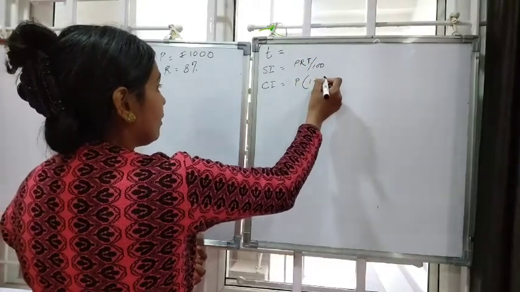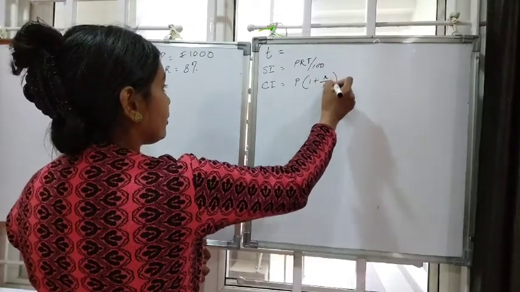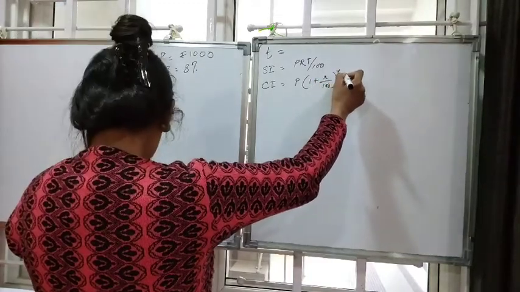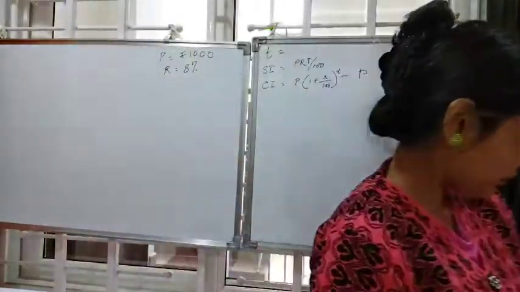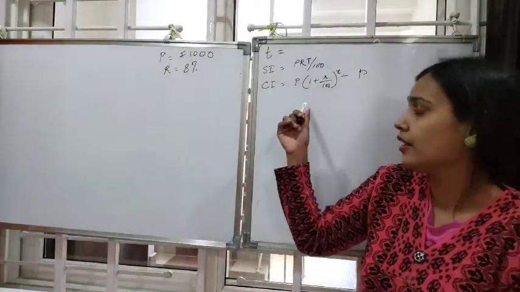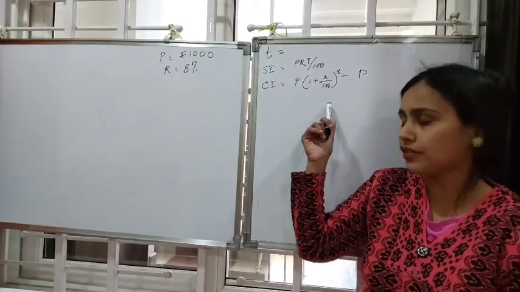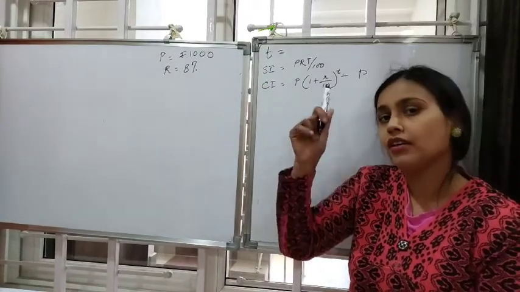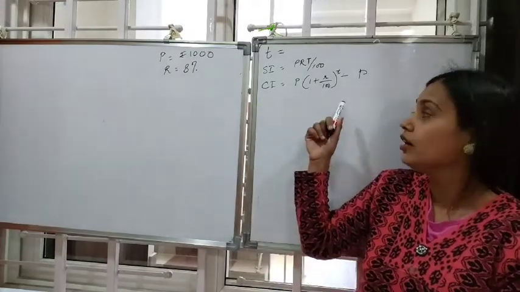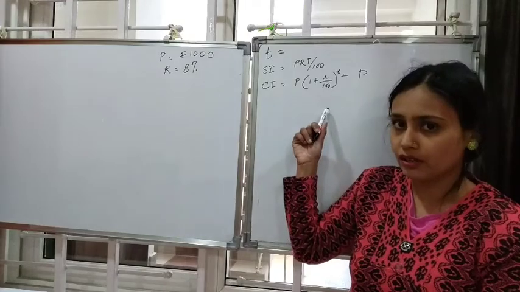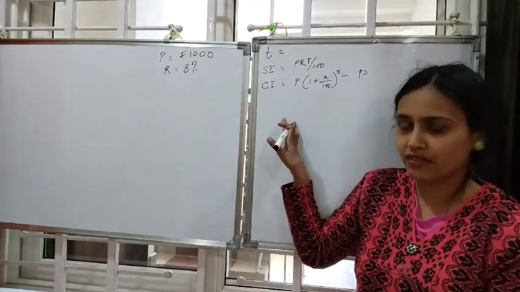P into (1 plus R by 100) raised to T, minus P. So this is the formula given. Now you must be thinking, what is this? I know you have not done this before because we have left the compound interest chapter. We are going to do it after we finish this chapter, and I am going to give you the full explanation about it. But right now the question itself has given us the formula.